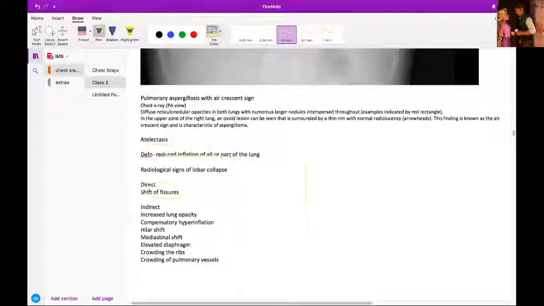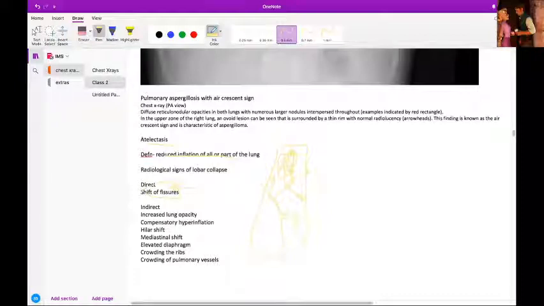So suppose this is the lung, and these are the fissures. If one lobe or one part of the lung collapses, that will cause the fissures to shift from one place to another, depending on which lobe has collapsed. You'll be able to see that on the chest x-ray, and then you can know which lobe has collapsed and if there is an atelectasis. This is the definite sign of atelectasis.